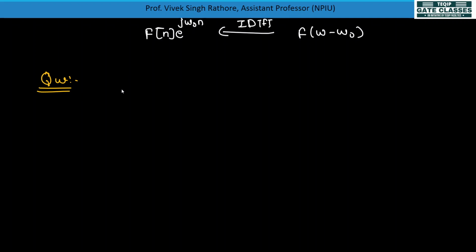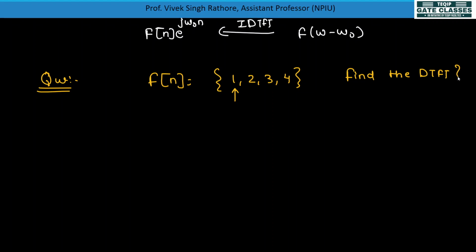Let's suppose you have been asked one question. f of n is given as 1, 2, 3, 4, and this is the n equal to 0 value. This is your f of n, no problem. Now you have to find the DTFT of the signal. But since we were seeing the property, find the IDTFT instead. This will be a good question. Find the IDTFT of f of omega minus pi.